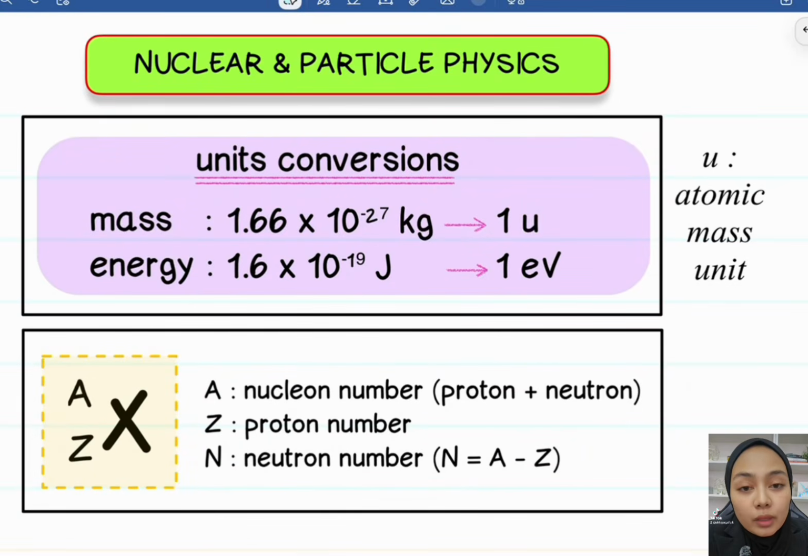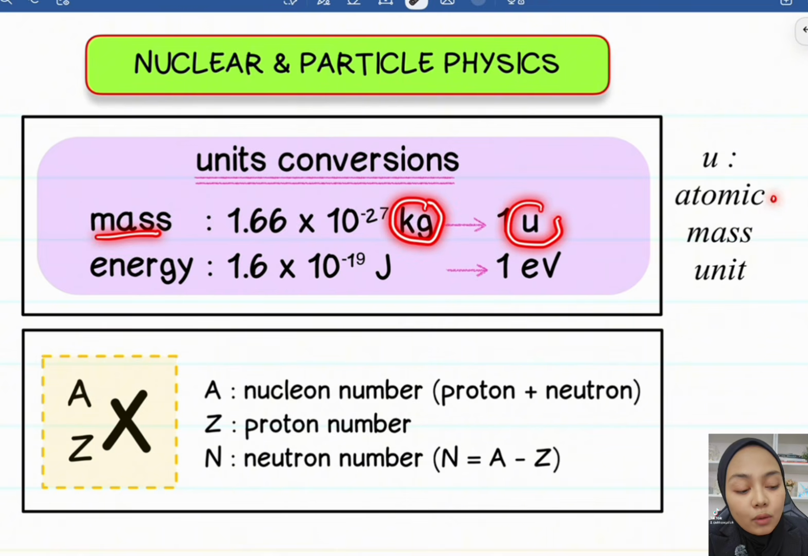Hello everyone, in this video we're going to learn about nuclear and particle physics. Let's start with a unit conversion first. We have two quantities that can be used in two different units. The first one is mass. It can be either in kilograms or in U. U stands for atomic mass unit.